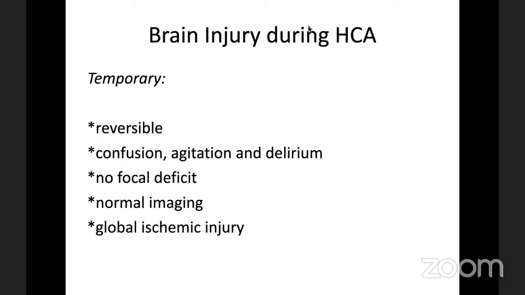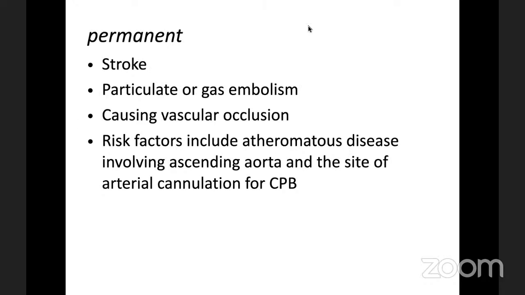So brain injury during hypothermic circulatory arrest might be temporary or permanent. Temporary is reversible. Patients might have confusion, agitation, delirium. They usually don't have a focal deficit, they have normal imaging, and they get global ischemic injury. This is for the temporary one. For the permanent, they're going to have strokes because of particulate or gas embolism. It causes vascular occlusion, and the risk factors are atheromatous disease involving the ascending aorta and the site of arterial cannulation for cardiopulmonary bypass. That's why they encourage the use of epi-aortic ultrasound, so you can know where you put your cannula.